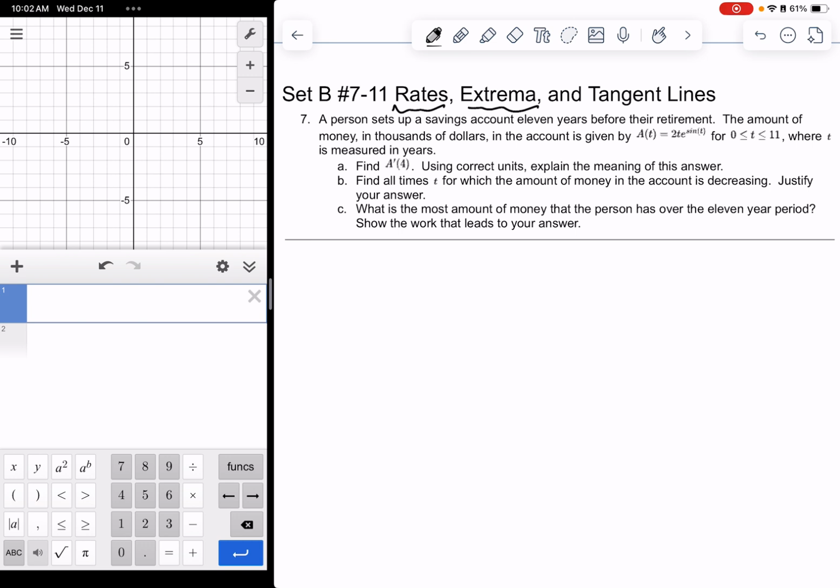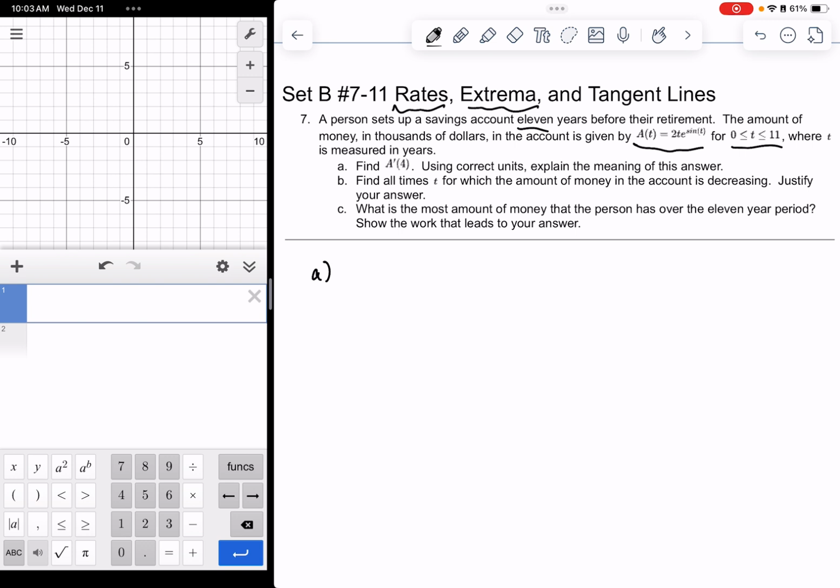It says a person sets up a savings account 11 years before their retirement. And we have a function here, A of t equals 2t e to the sine t, that represents the amount of money in the account, where we have that interval 0 to 11. Part A says find A prime of 4.